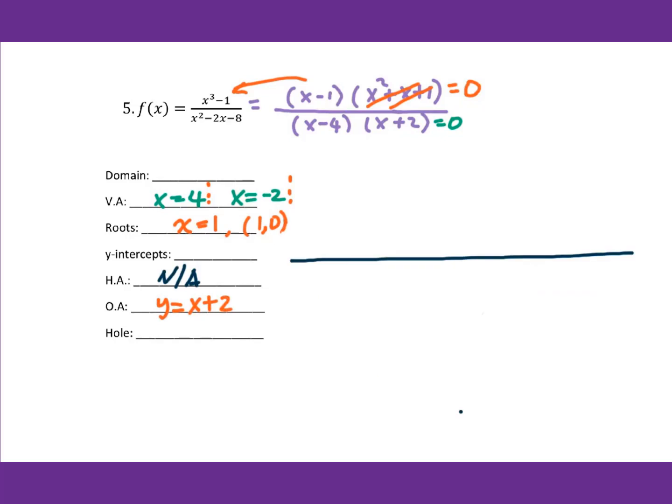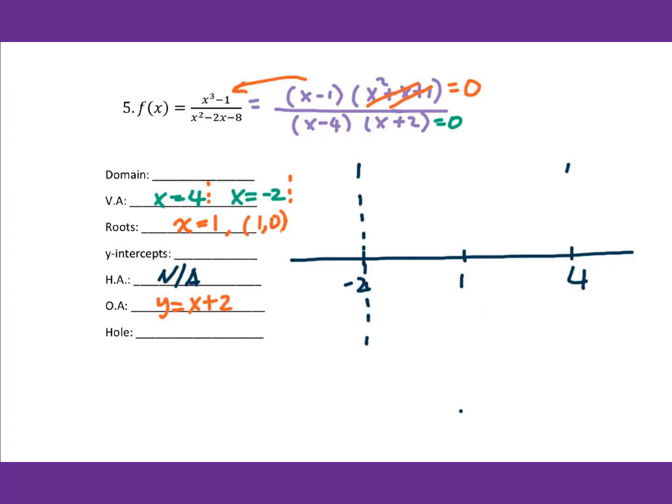Now let's draw the number line. You got -2, 1, and 4. For -2 and 4, it's a vertical asymptote line. For 1, that's 0. Choose 0 over here, plug in. You will get this one is -1, here's -8, when you plug 0 in. Therefore, positive here. It's all single factor.